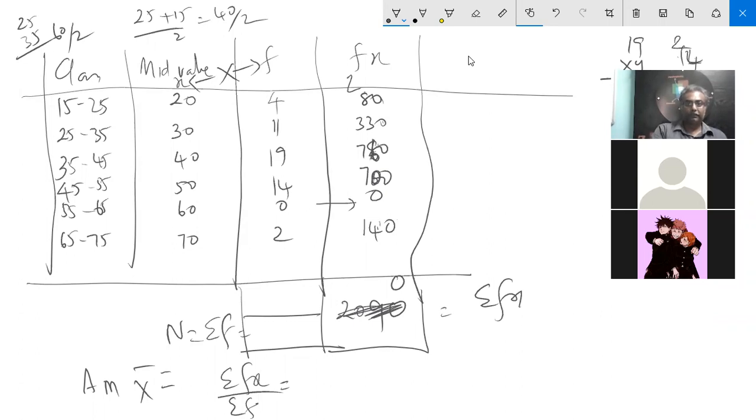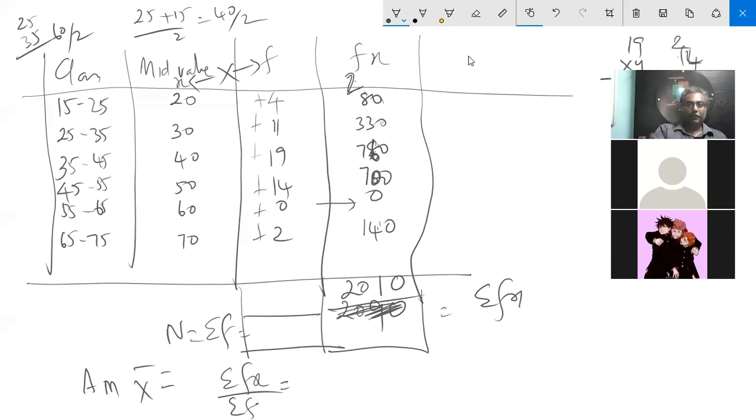4 plus 6, 10. 10 plus 3, 13. 13 plus 8, 21. Okay. 2 plus 3, 5. 5 plus 7, 12. 12 plus 7, 19, 20. So 2010. Sigma f of x. Now you find all this plus all this.